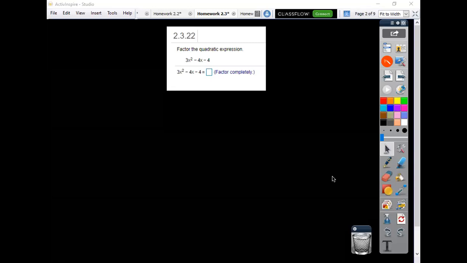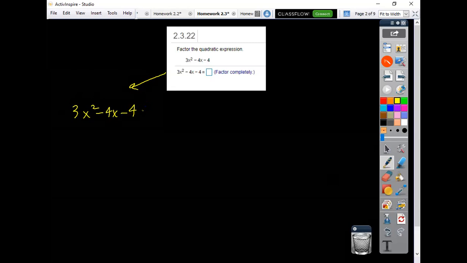All right, so Algebra 2, Math Excel, problem 2.3.22, factor this quadratic expression. All right, so I'll first demonstrate how I would maybe do it with some trial and error. So I've got 3x squared minus 4x minus 4.